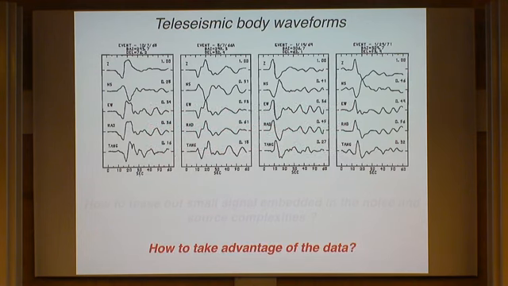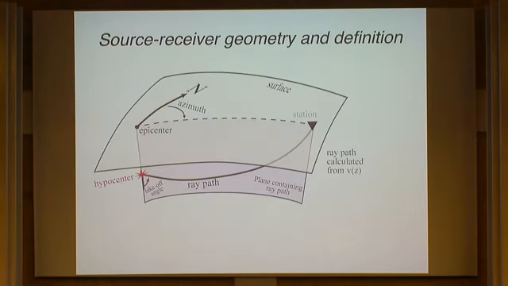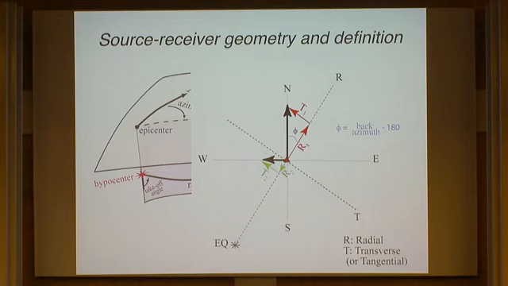So how do we take advantage of the data? We still have this vast amount of data, but how can we retrieve the information that we need, despite it being quite small? And just to orient yourself, here is the source-receiver geometry. Between the source and the receiver, of course, we have the geographic coordinates, but we also have the ray coordinates. So from the earthquake to the receiver, this is the R component, and this is the T component, 90 degrees from the R component.